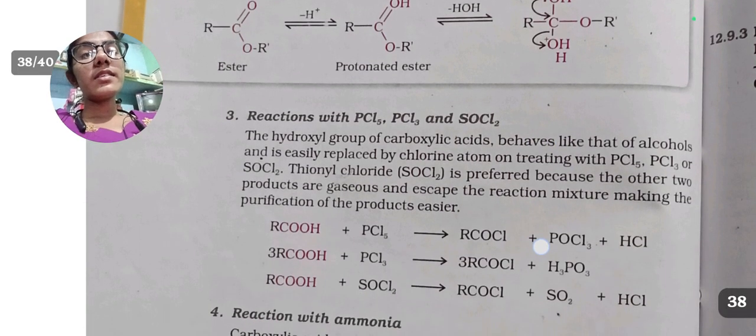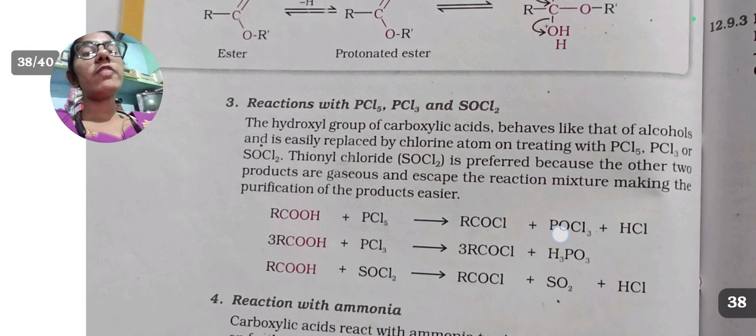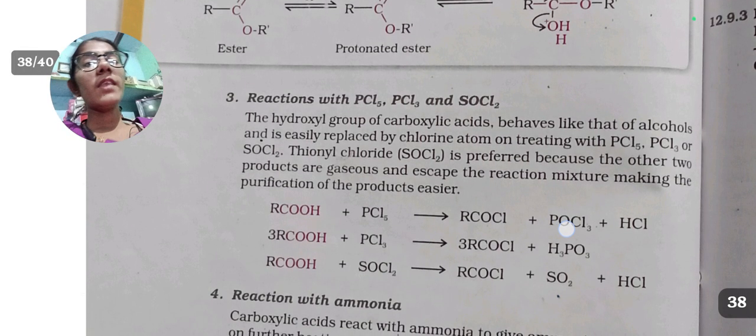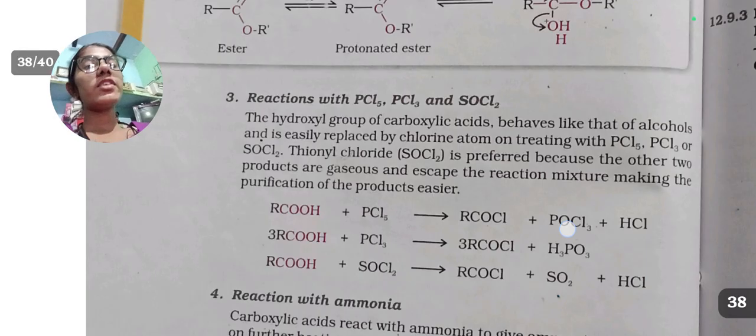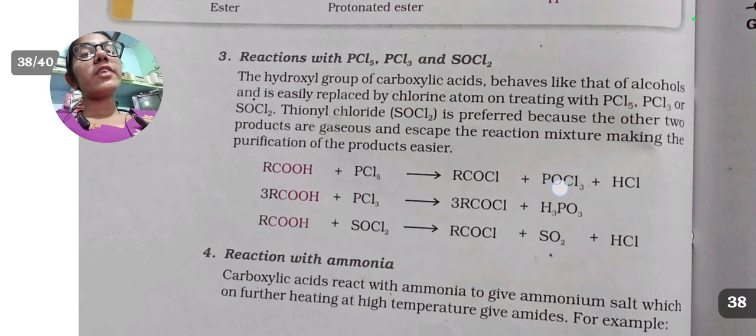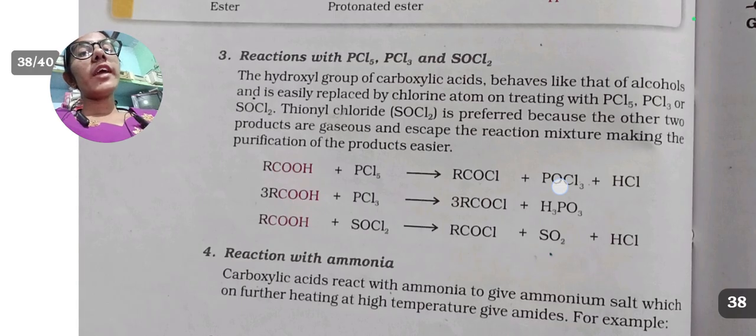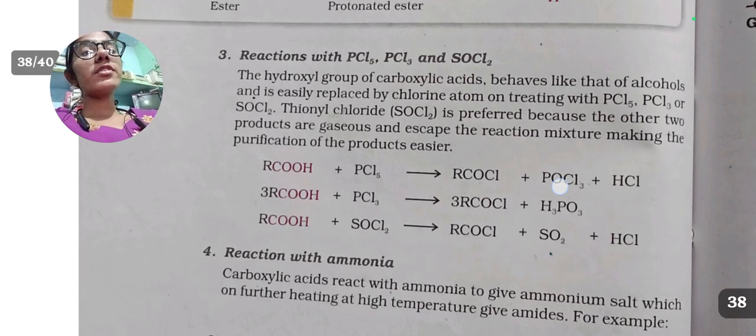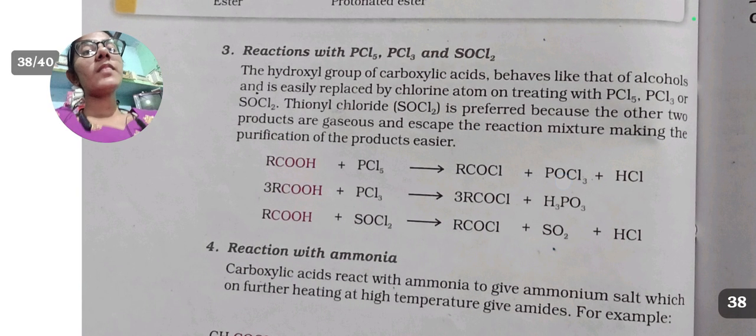Third is the reaction with PCl5, PCl3 or SOCl2. The hydroxyl group of the carboxylic acid behaves like that of alcohols and is easily replaced by a chlorine atom on treating with PCl5, PCl3 or SOCl2. Thionyl chloride SOCl2 is preferred because the other products are gases and escape the reaction mixture, making the purification of the product easier.